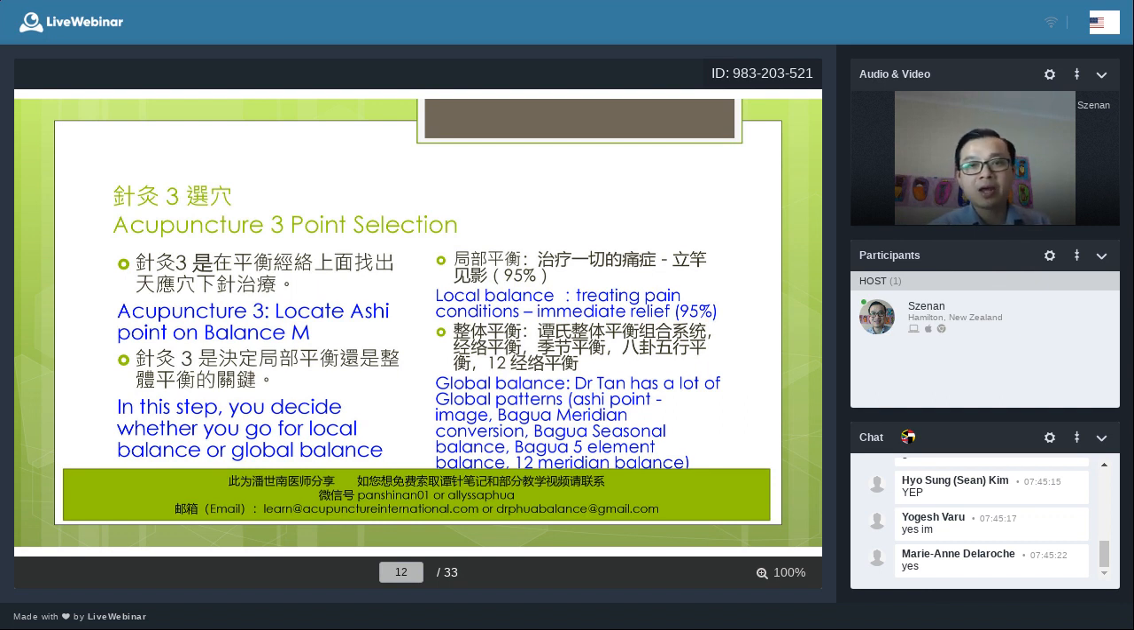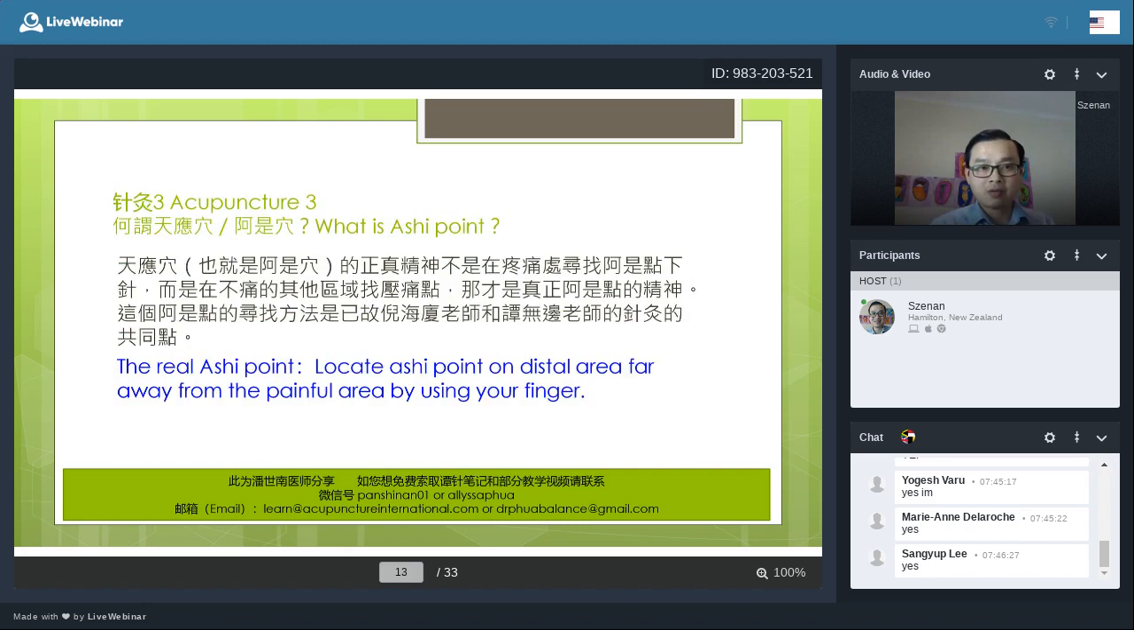Now, local balance, treating pain conditions, gives immediate results, right? So we have global balance. Global balance has a lot of global balance patterns, about 12. We have Bagua meridian conversion, Bagua seasonal balance, Bagua 5-element balance, and 12 meridian balance, which makes it 12. These are all global balance. Okay, we're not talking about those. We're only focusing on local balance.